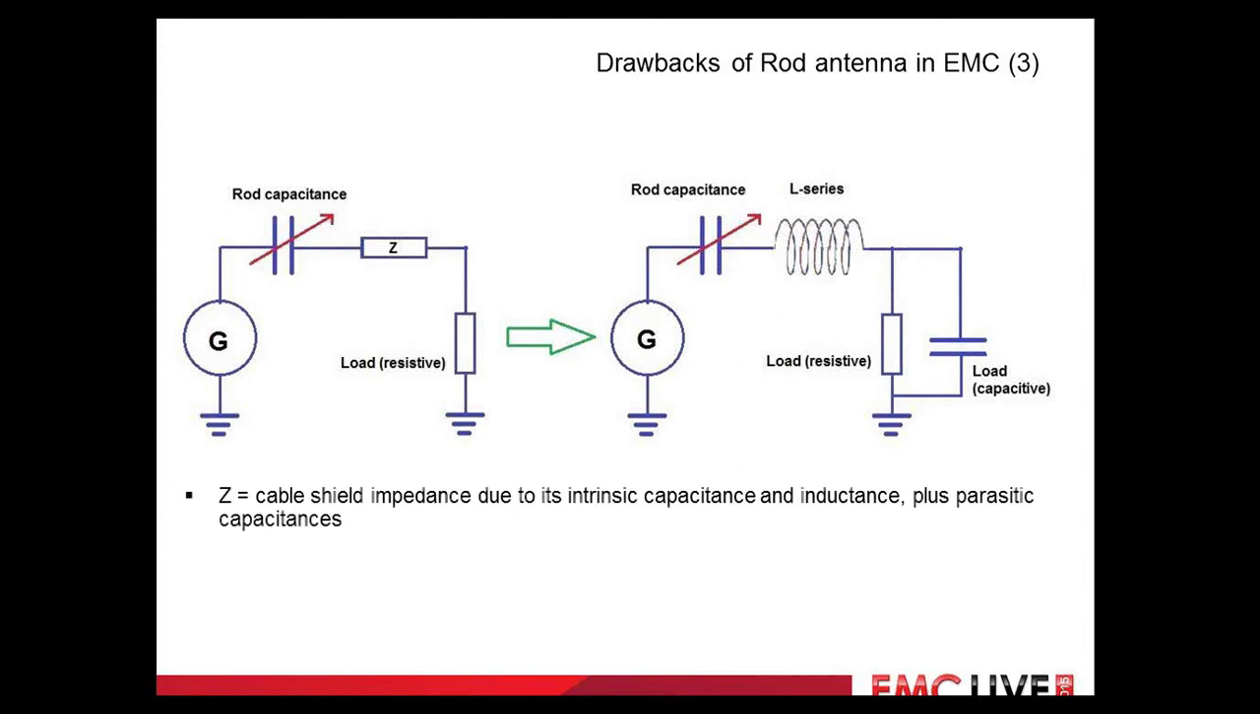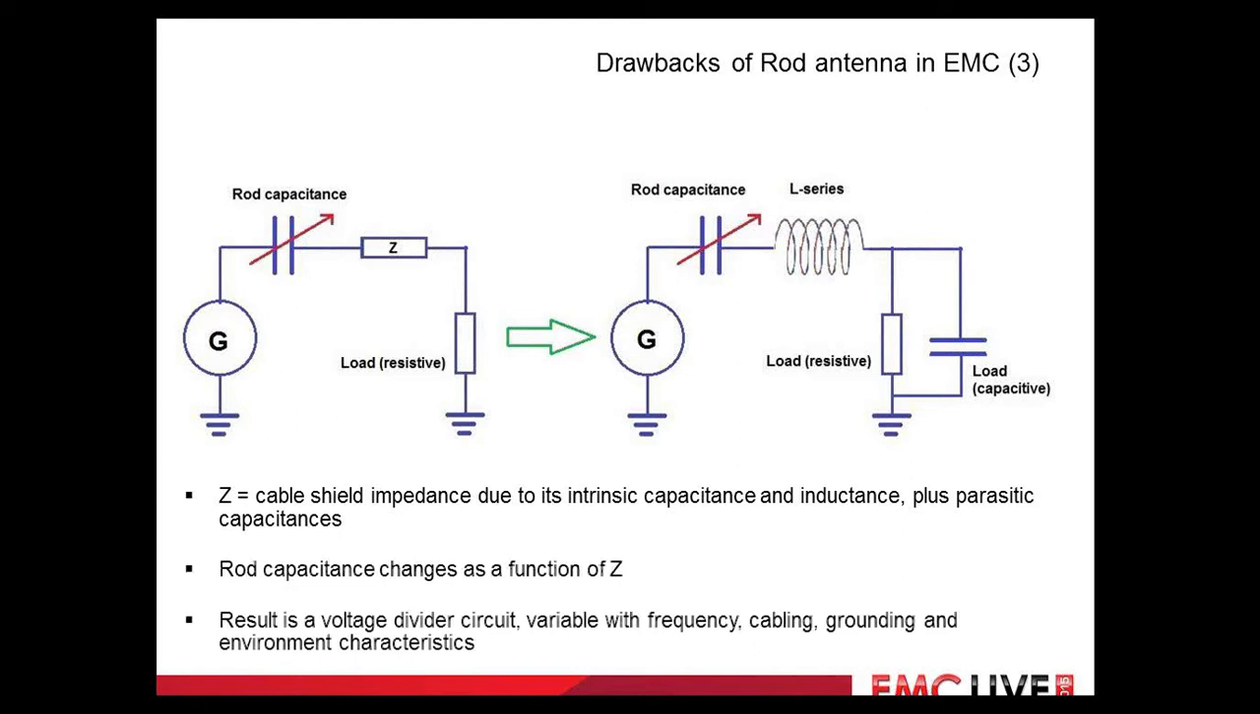So parasitic capacitance, of course. All those elements are contributing to the uncertainty of the method. So in other words, the rod capacitance changes as a function of this impedance, and the result is that we have a voltage divider circuit which changes with frequency and with conditions that could be not under direct control or clearly repeatable: cabling, grounding, environment.